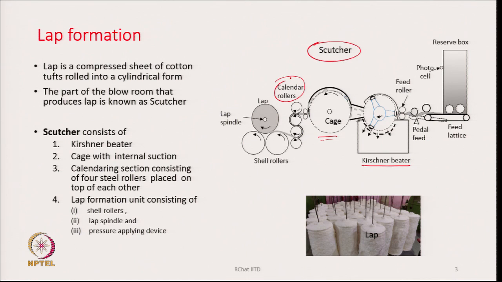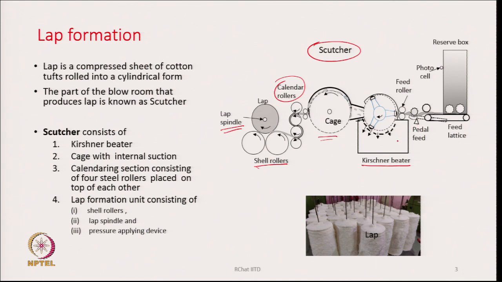And then there is a lap formation unit which consists of shell rollers as you see it here. Then there is a lap spindle which is shown also, and there is a pressure applying device on the lap spindle which is not shown here, by which we can put pressure on the lap spindle, so that when the lap is produced it remains in a compact state. These are the various organs of the machine.